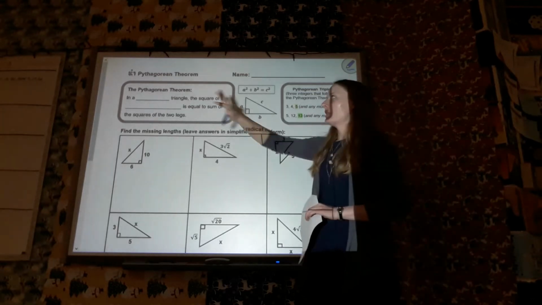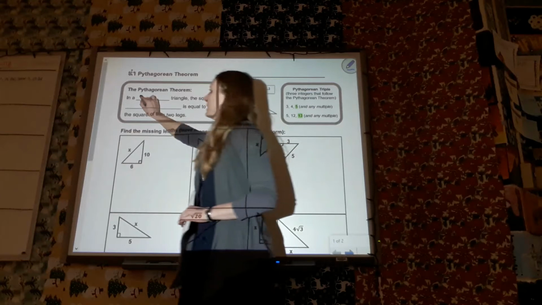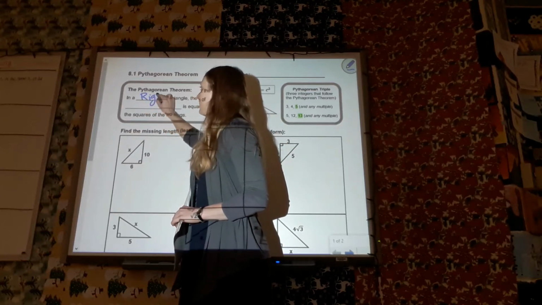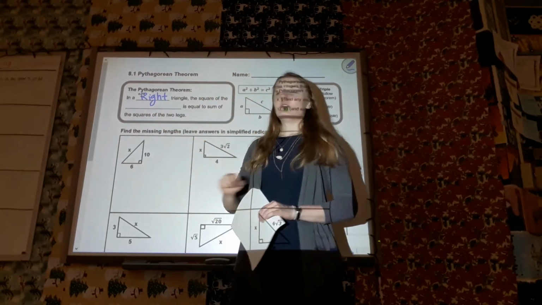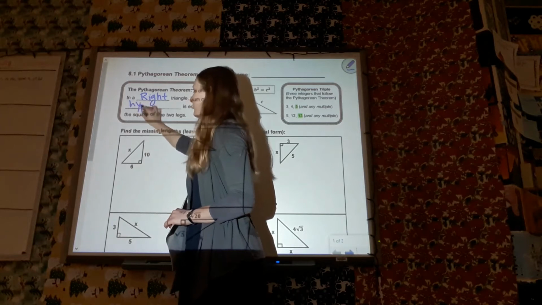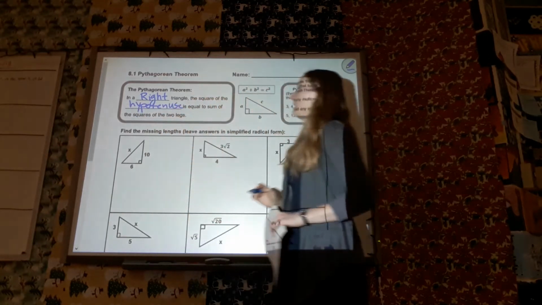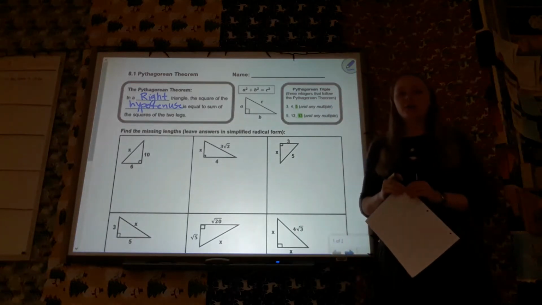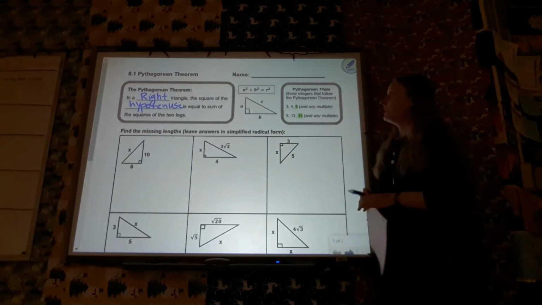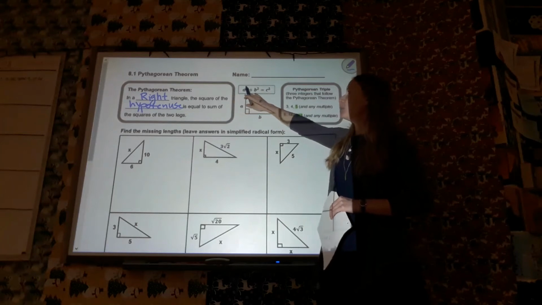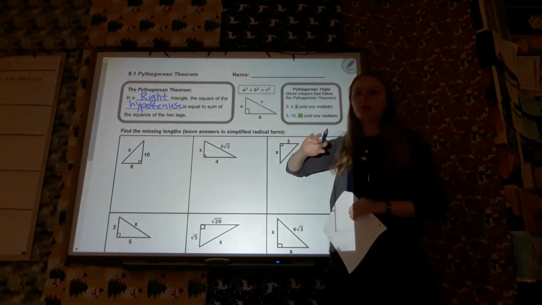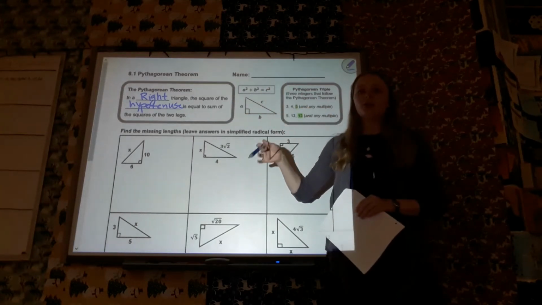The wording of the Pythagorean theorem says that in a right triangle, the square of the hypotenuse is equal to the sum of the squares of the legs. So when you're looking at a squared plus b squared equals c squared, it's important that you remember what the a, b, and c are referring to.